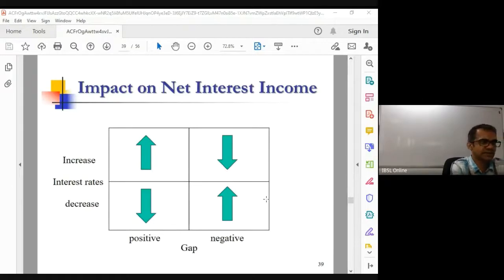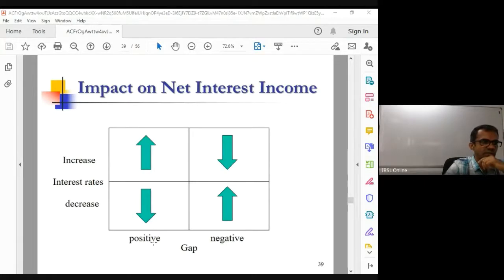So this is the summary for a positive gap or a negative gap. If interest rates increase or decrease, what would happen? What would be the impact on the net interest income? So what is this arrow? It's increase. That means net interest income increases if the bank has a positive gap and the interest rate increases. The impact on the net interest income is that it increases.